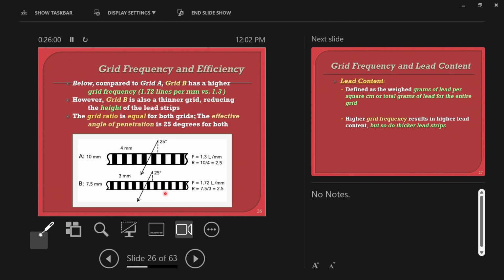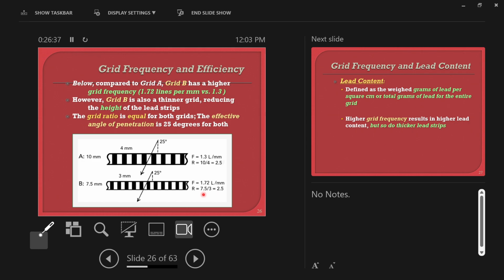Now check these two out. These two grids have different heights and different interspace widths. This is 10 millimeters tall, 4 millimeters wide. This one's 7.5 millimeters tall, 3 millimeters wide. But look at the numbers here. The lines per millimeter are different, frequency is different, but because the heights are different too, we get ratios that are identical. This is a 2.5 to 1 ratio. 10 divided by 4 is 2.5. The grid is 2.5 times taller than it is wide.